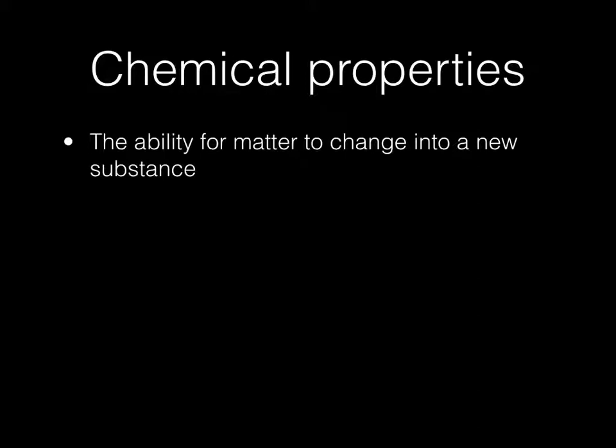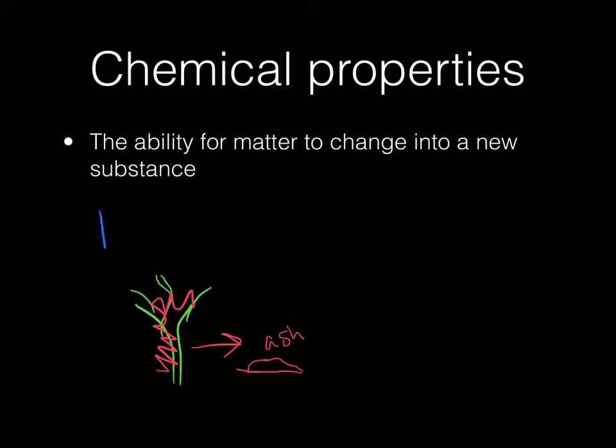A chemical property is the ability for matter to change into a new substance. So for example, if we have a tree and we burn this tree, that burn turns into ash. That ash is a completely different substance than the original tree. This chemical change is called flammability.